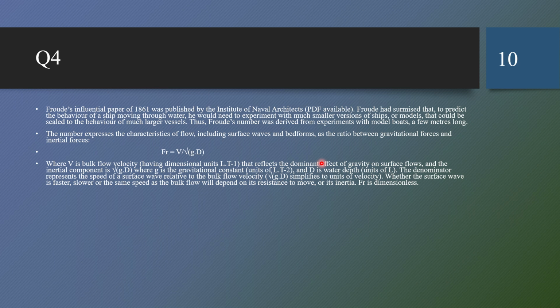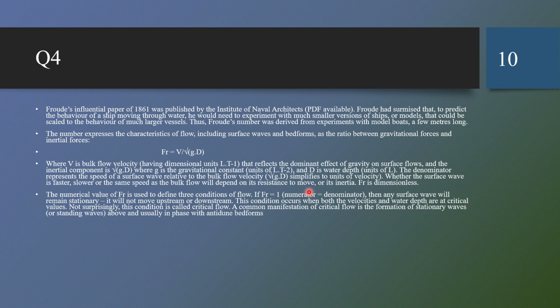The denominator represents the speed of a surface wave related to the bulk fluid velocity. That is, V is the bulk fluid velocity and the square root of g times d gives the speed of a surface wave relative to the bulk fluid velocity. Whether the surface wave is faster, slower, or the same speed as the bulk flow will depend on its resistance to move, or its inertia. Thereby, Froude is dimensionless.